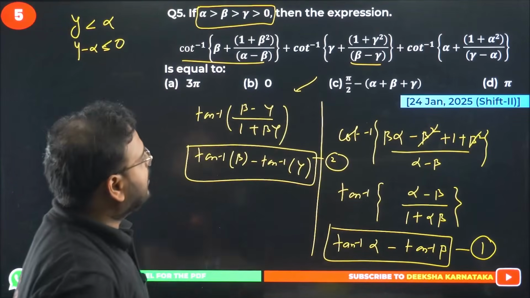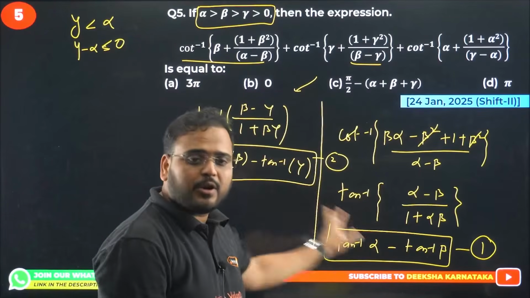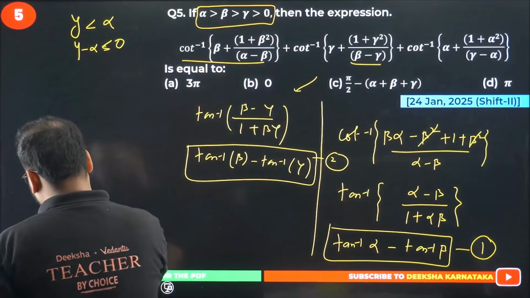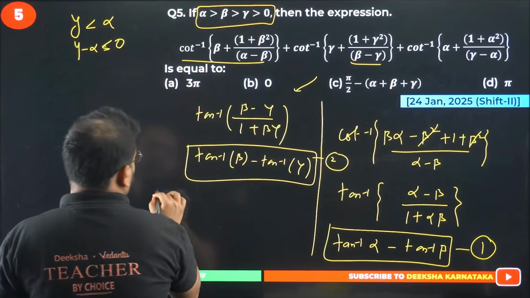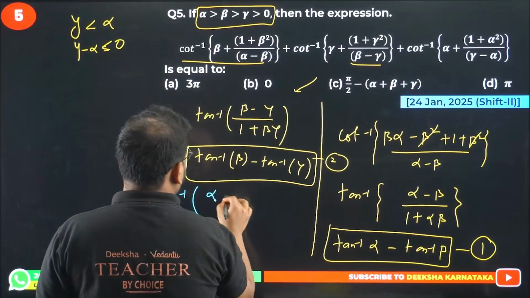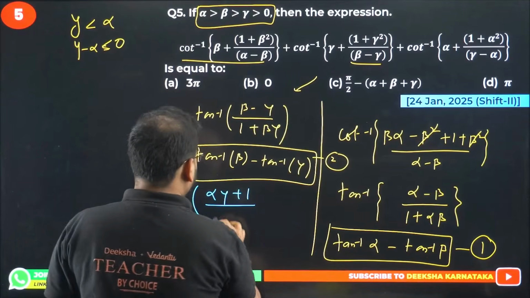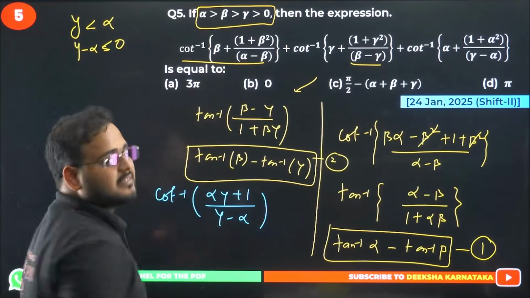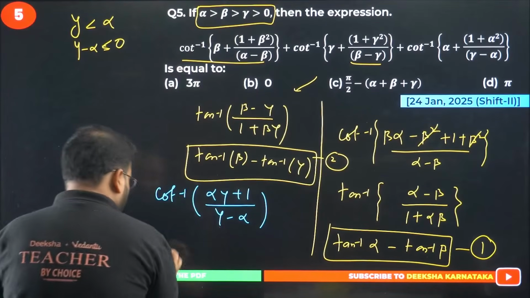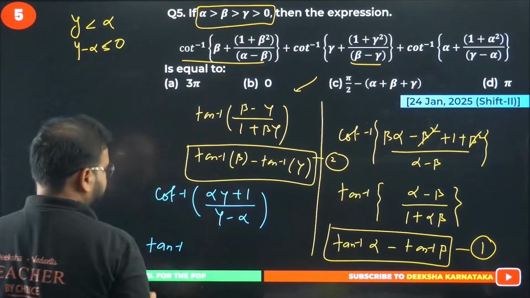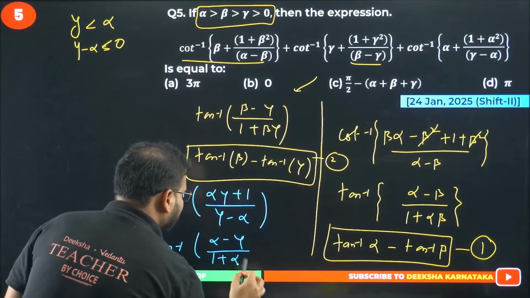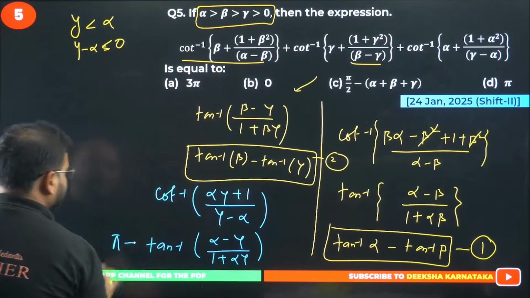So for the third part, these are parts 1 and 2. For the third part I'm going to do the same step. Check this out. I'll have over here cot inverse of alpha gamma plus 1 divided by gamma minus alpha. But we know that this is negative, right? Whenever that happens, when you're converting cot inverse to tan inverse, simply write this as pi minus tan inverse of alpha minus gamma upon 1 plus alpha gamma.